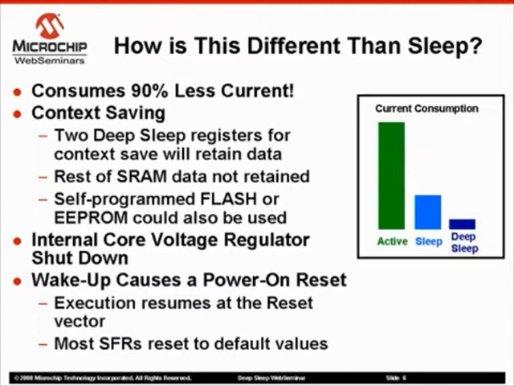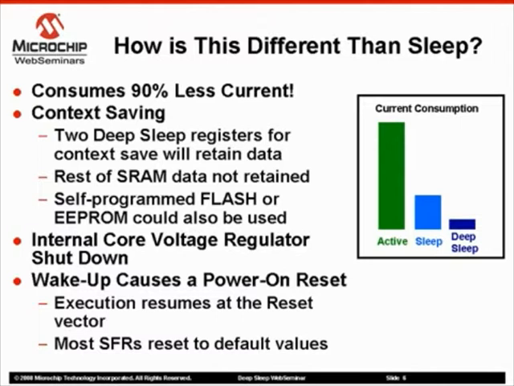On parts with an internal core voltage regulator, the regulator is shut down during deep sleep to conserve power. The voltage regulator needs time to stabilize before the part can wake up from deep sleep. Therefore, deep sleep can typically take 1 to 2 milliseconds to exit on these parts. On devices that do not have a core voltage regulator, wake-up times will be faster, typically 50 microseconds.